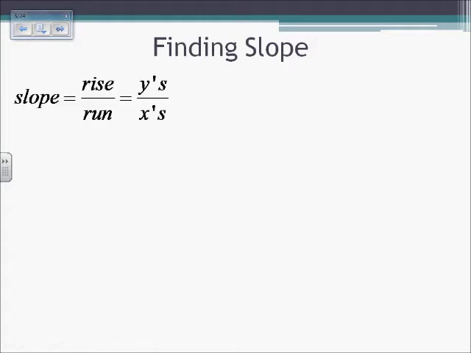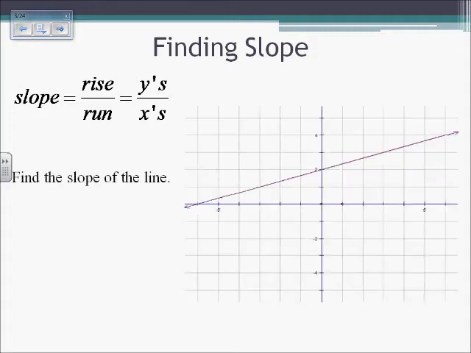Finding slope. Again, slope is rise over run, y's over x's. I always think rise with the y's, so you always want to make sure your y's are on top. We want to find the slope of the line given this picture. First thing we notice is that the y-intercept is at 2. The y-intercept is the point where it crosses the y-axis, with the y-axis going up and down and the x-axis going left to right horizontally.